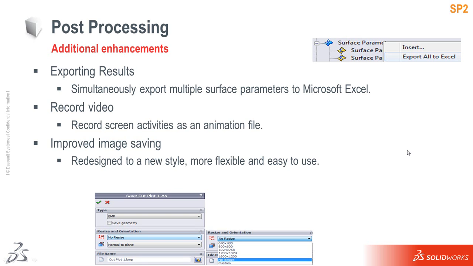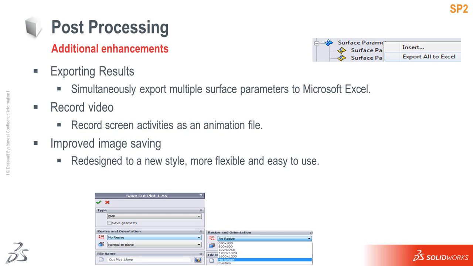Additional enhancements have been added to the post-processing tools to improve the ease of use of SolidWorks Flow Simulation. In a single click, you can now export multiple surface parameters to Microsoft Excel. In SolidWorks Flow Simulation 2012, you can now record screen activities as an animation file. Also, this feature allows you to record animated plots. This is very useful to create a video of a CFD result for internal or external communication.